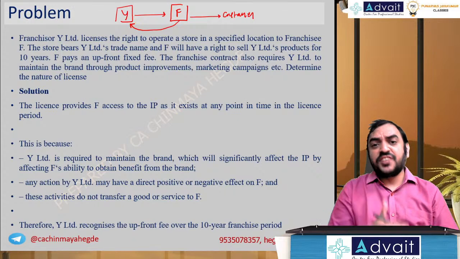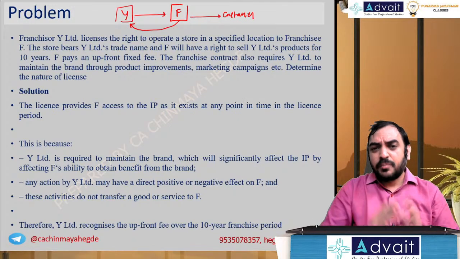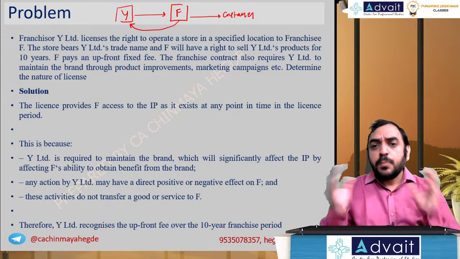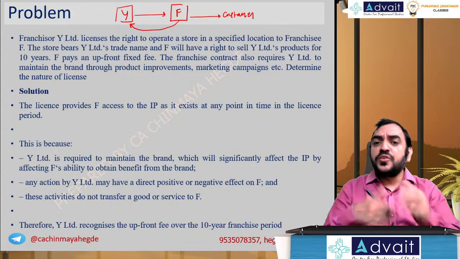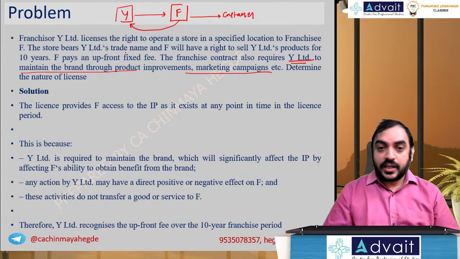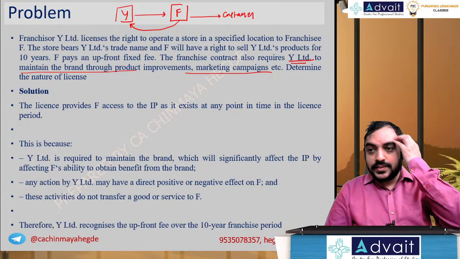F Limited is just a franchisee, so they don't produce the product. They are like just a mediator, just for passing the products. I mean, for legal purposes, it's a different thing. But from the production and distribution point of view, they are just a mediator. Therefore, the franchisee contract requires Y Limited, the true producer, to maintain the brand through product improvements, marketing campaigns, etc. Determine the nature of the license.